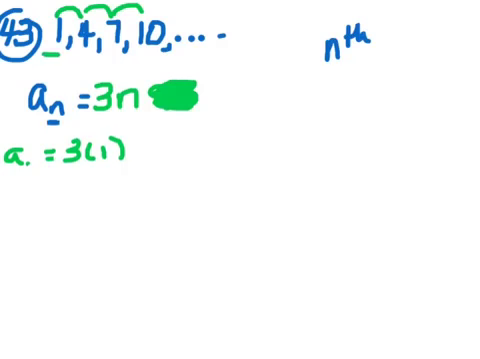I'm sorry, we're trying to get to 1. How about subtract 2? Would that work? 3 times 1 is 3, minus 2 is 1. That's what a of 1 is, right? We can see it right here.